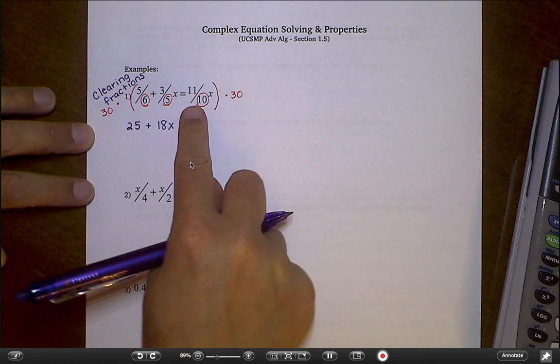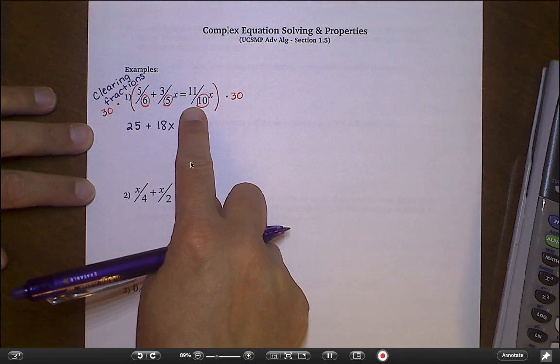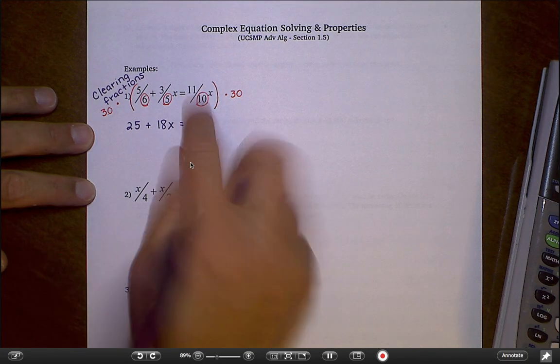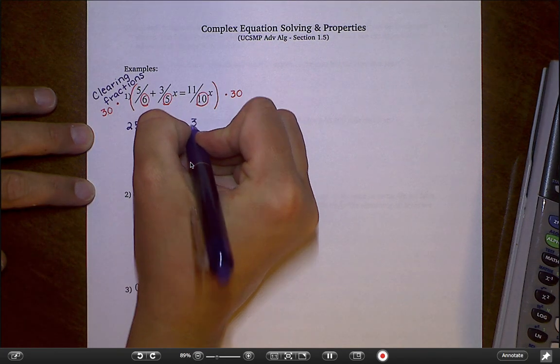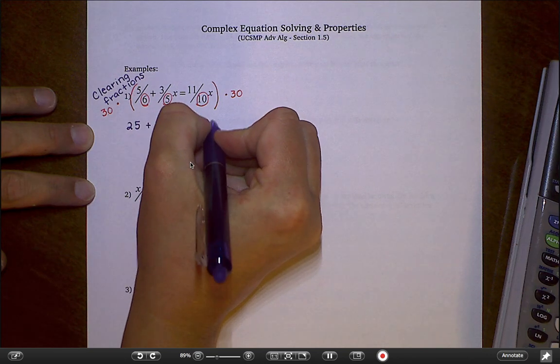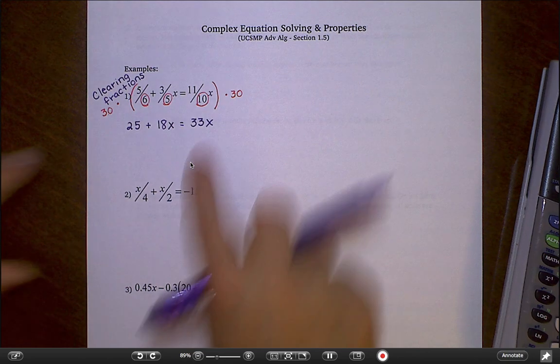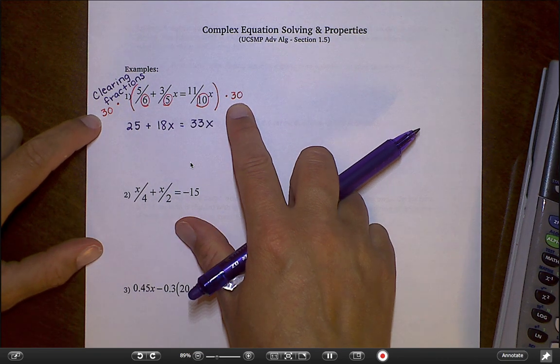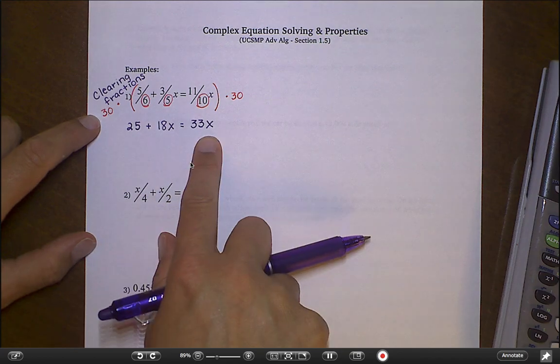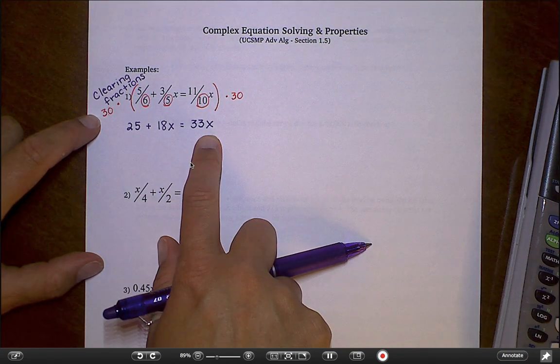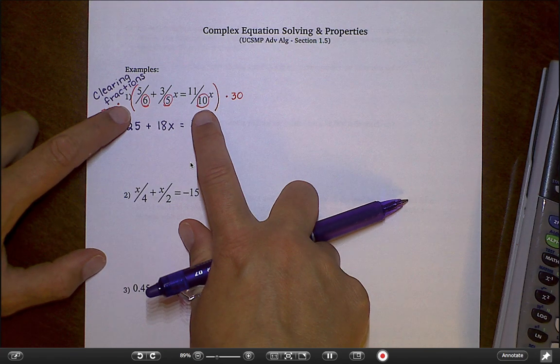And then I also have to remember to do this thing over here times the 30. So 30 times 11 over 10 should leave me with 33, and then that one has an x on it as well. And notice what happened here is I cleared the fractions by multiplying everything in the equation by 30, and now I'm left with this equation that looks a whole lot nicer, right? This is a whole lot nicer to work with than this thing with the big ugly fractions.